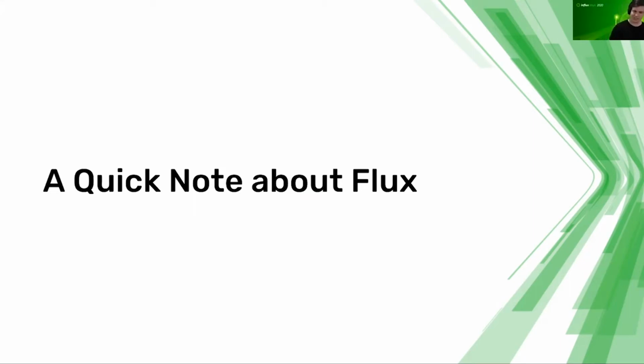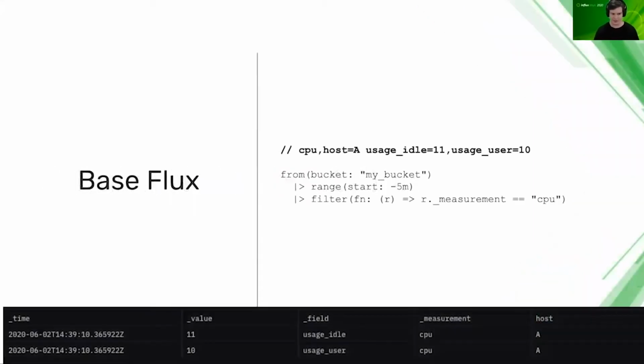And before we get into that, I want to add a quick note about Flux here. We're going to have more or less this Flux query that we have here as the base for everything else that we're going to be doing, and I want to talk a little bit about why I'm doing things this way. So suppose I have the measurement CPU with a single tag called host equal to A, and then two fields, usage idle and usage user.